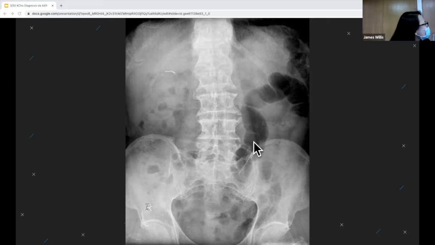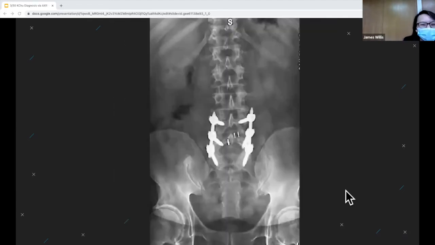No, this one's a little easy. You see clips, right? This is a patient with surgical clips in the right upper quadrant, probably had a closed cystectomy. The small bowel pattern and gas pattern is non-specific. Okay, Priya. So tell me what the obvious is. Yeah, there's some spinal hardware and surgical clips there as well.